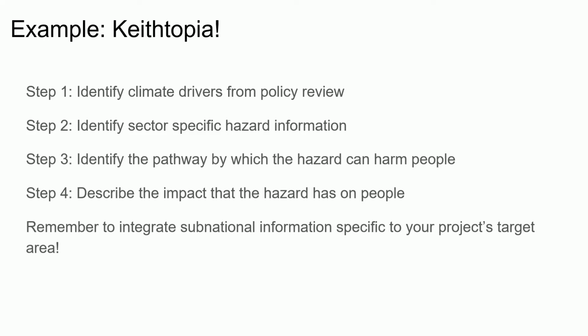So in developing our evidence base here, we've got 5 steps. These are 5 steps that you can follow in developing your own narrative, your own written description for your concept note. Number 1, we'll identify the climate drivers from our policy review. We'll read through the NAP and the NDC, and it will tell us about the climate drivers. Then we're going to look for sector-specific hazard information on that, in this case on the agriculture sector, because we're doing an agriculture sector project.